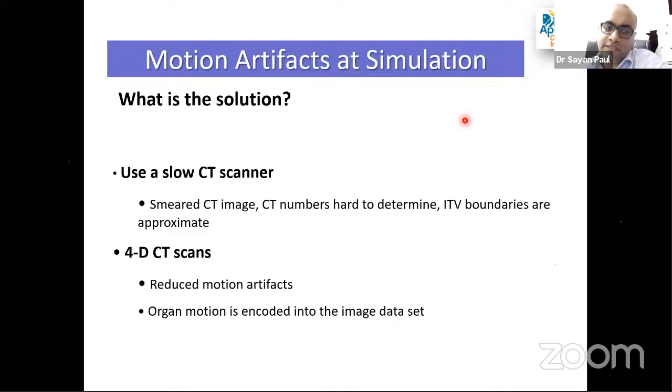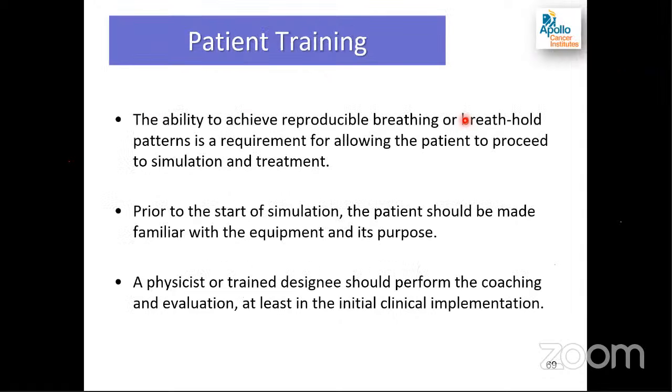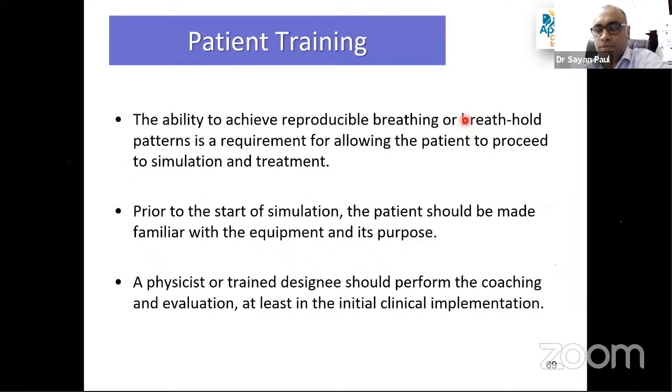Or you can take a 4D CT scan. The 4D CT scan is actually the best way to encompass the movement of the tumor, because it takes the image at every phase of the movement. You need to train the patient because this involves multiple tools and multiple machines. The patient should be familiar and comfortable.